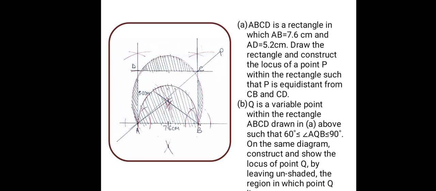B. Q is a variable point within rectangle ABCD drawn above such that 60 degrees is less than angle AQB, which is less than 90 degrees. On the same diagram, construct and show the locus of point Q by leaving unshaded the region in which point Q lies.